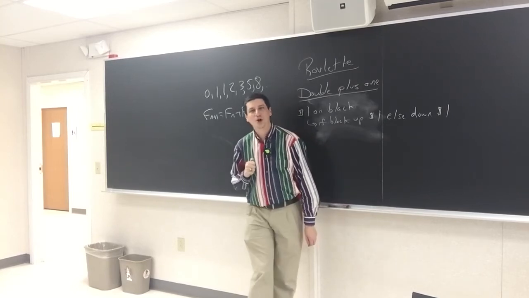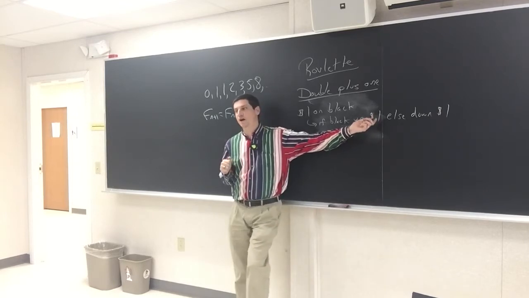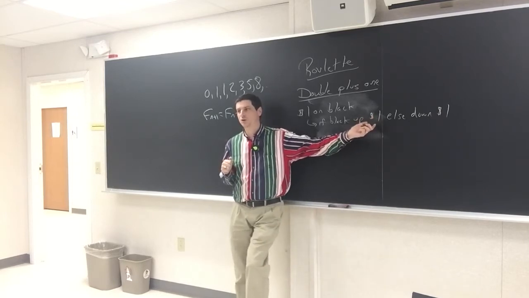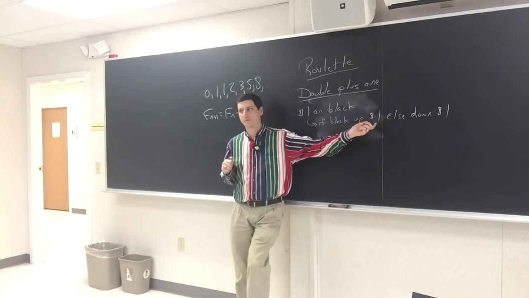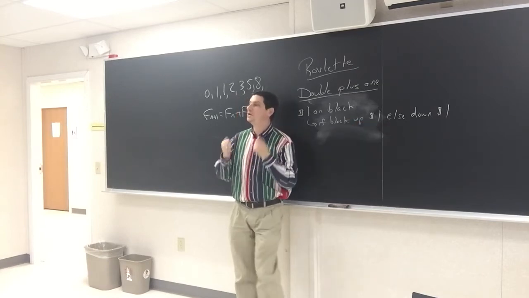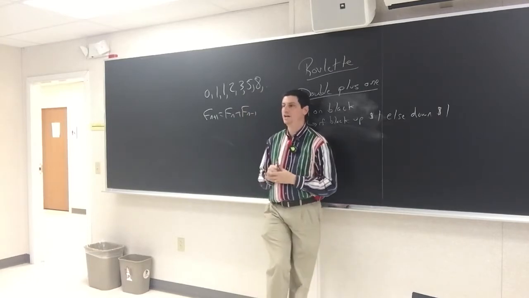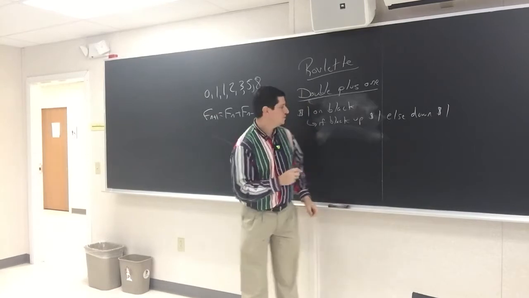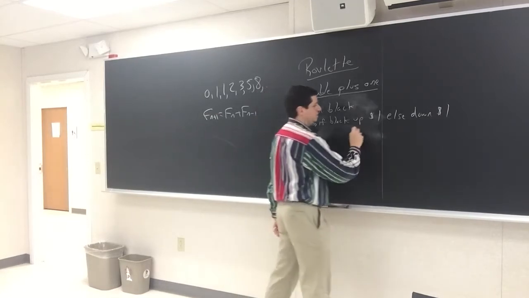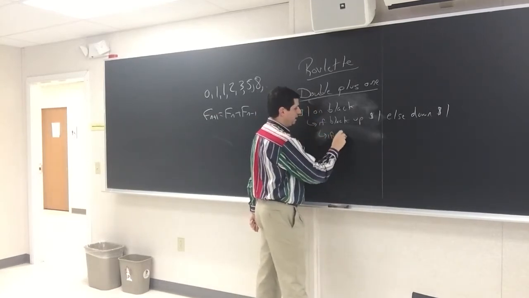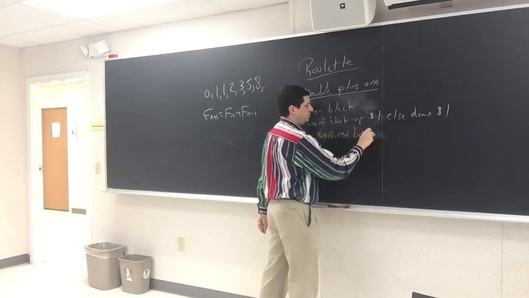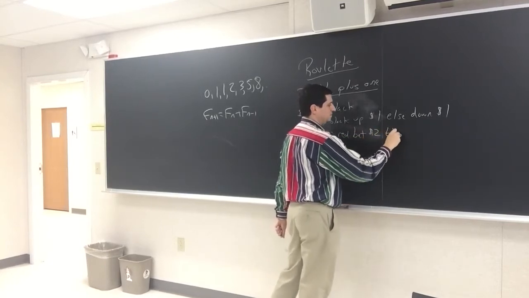So let's imagine it's red, so you're down $1. What should you do? Keep playing. How much do you bet now? Not $1, because if you bet $1 and you win, you're just back to being even. How much do you bet? $2. So now bet $2. So if red, bet $2 on black.